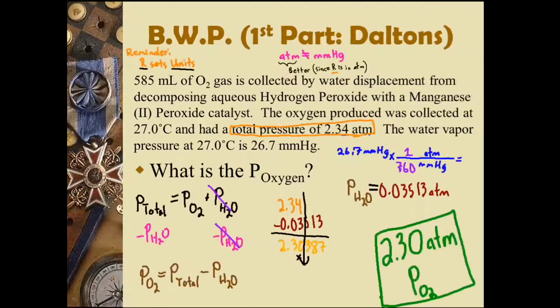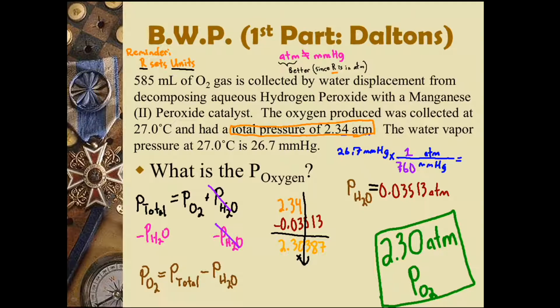So to do that, we do our Dalton's. I change my pressure to atm, because atm is the best unit you should use for pressure. And then I just take this: my total pressure equals pressure of oxygen plus pressure of water. Well, I subtract the pressure of water from both sides. So my pressure of oxygen is equal to my total pressure minus the water, as you can see here. I do that and I find the pressure of just the oxygen. So you'll see that 0.04 atmospheres of the water gets taken out.